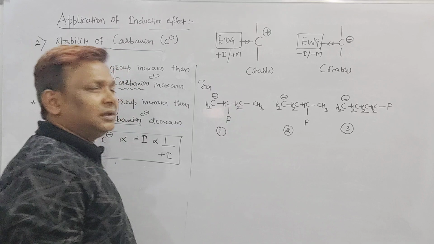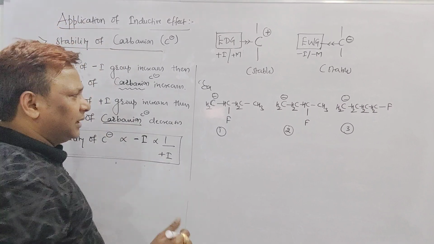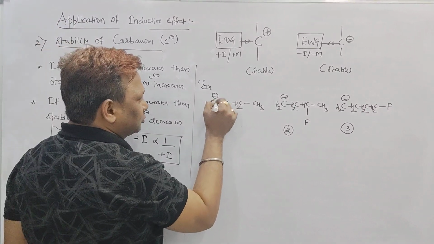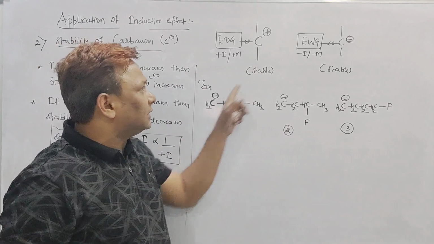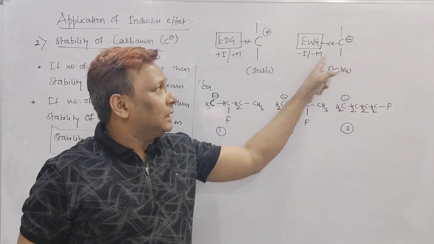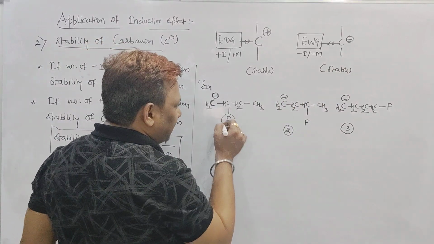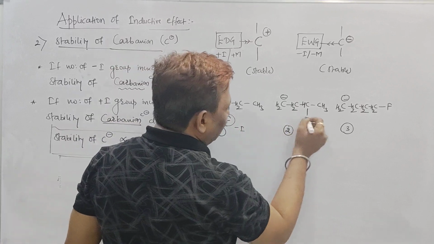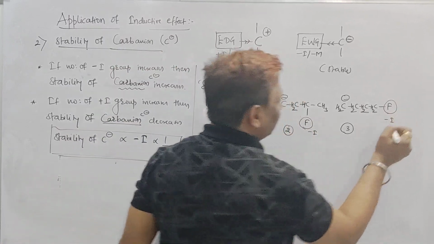Can you tell me which among the 3 is more stable? In this case we see it is a CH2 negative. This is a carbanion. And do you know, beta, all carbanions, negatively charged species, can be stabilized by an electron withdrawing group, minus I, minus M. So fluorine is a minus I effect, very good.